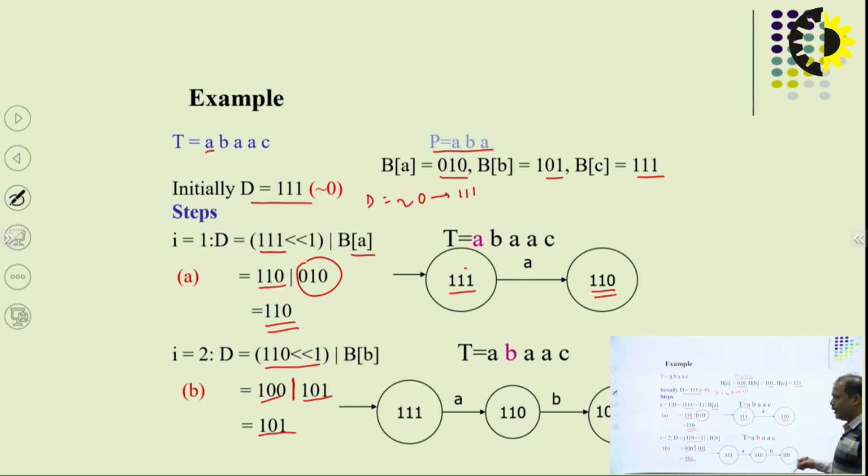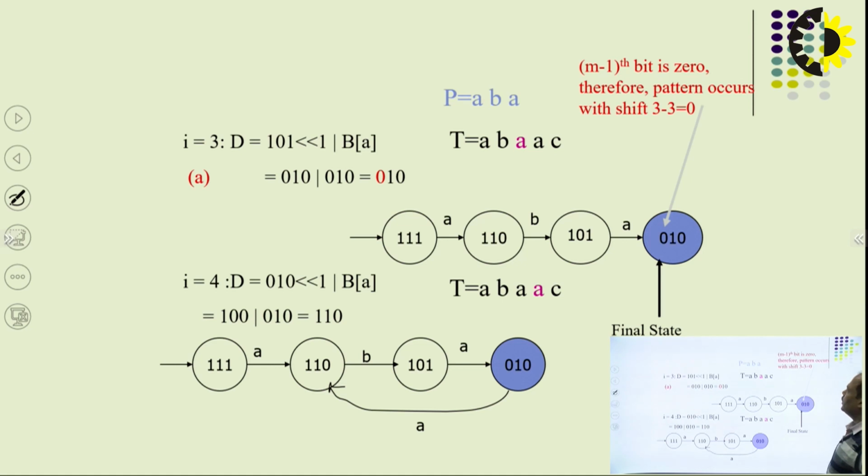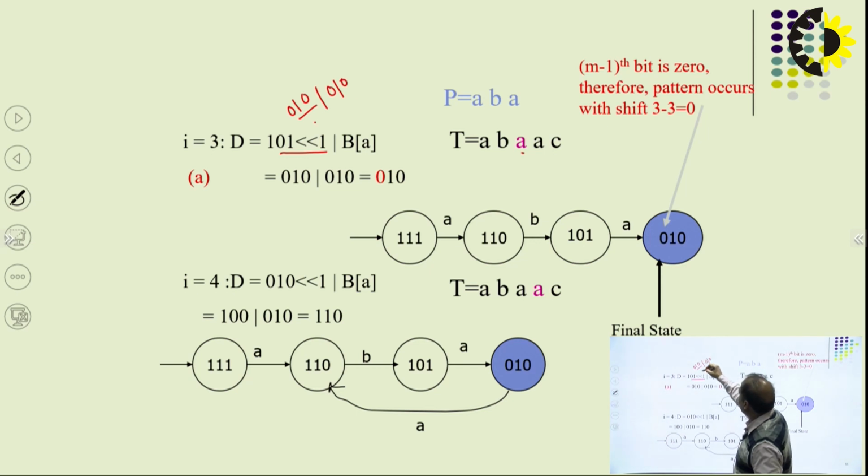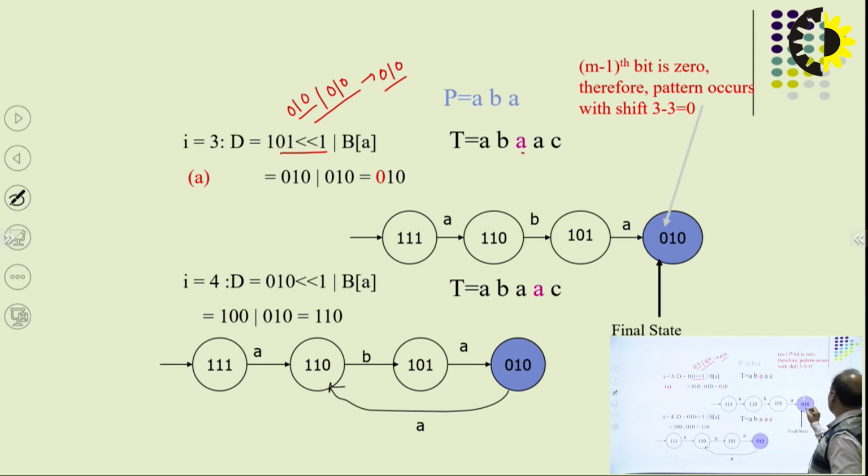So that means we are getting the new state. We are not repeating with the new state. So 110, we are getting the new state, right? Yes. So again look at here. Next one is A again. So B of A, same value, D is 101. So the state is 101, and then it is left shifted with 1. So this will be 010. Yes. So that means we are reaching 010.